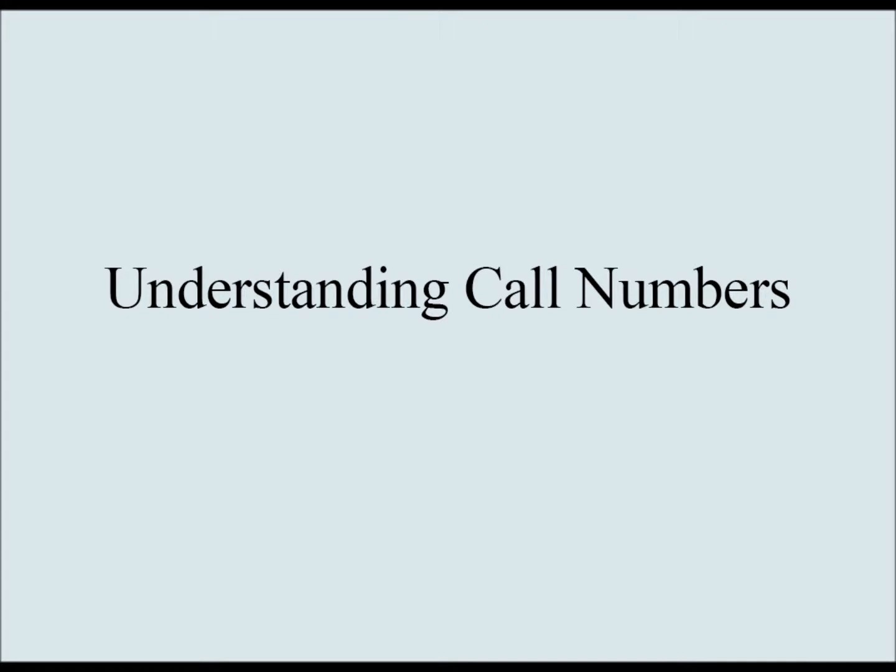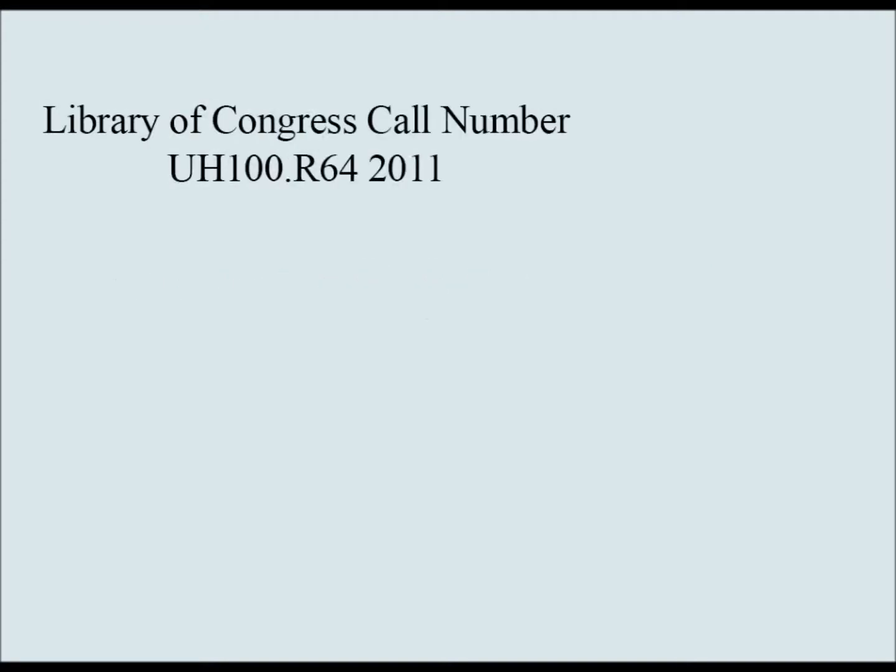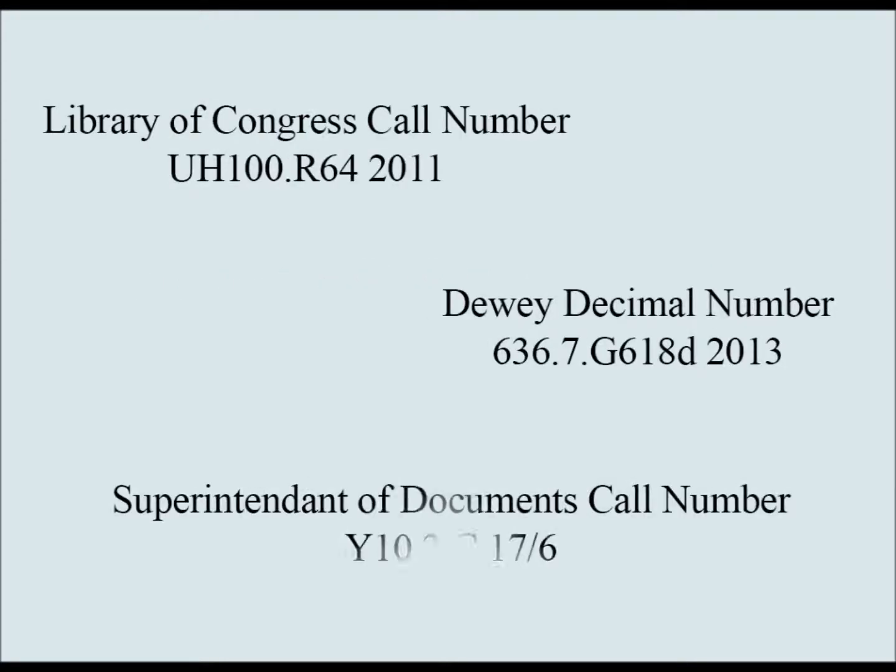Call numbers are the home address for a book. They let us know where we can find a specific book in the library. In this library, you will see three different types of call numbers: Library of Congress call numbers, Dewey Decimal call numbers, and Superintendent of Documents call numbers.